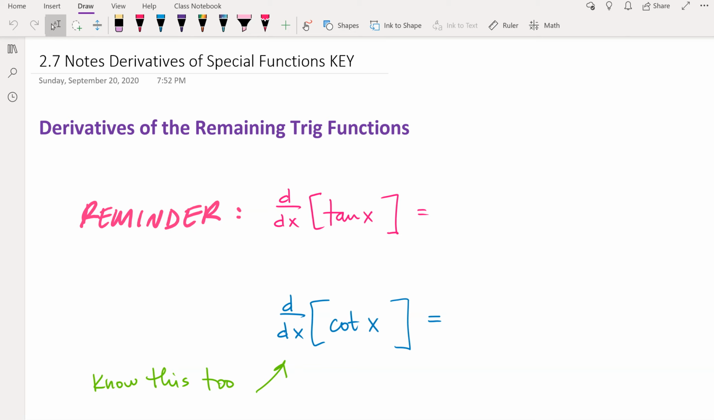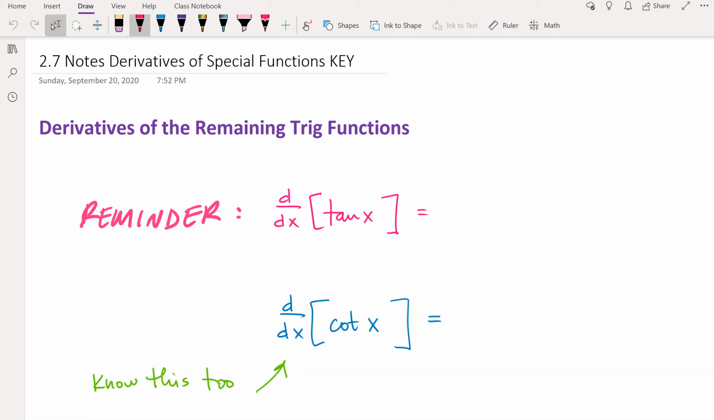All right, y'all, today we are going to continue learning derivatives of special functions. We are going to go over the derivatives of the remaining trig functions. So make sure you get these in your notebook. They are important for you to know, and you should have them memorized.